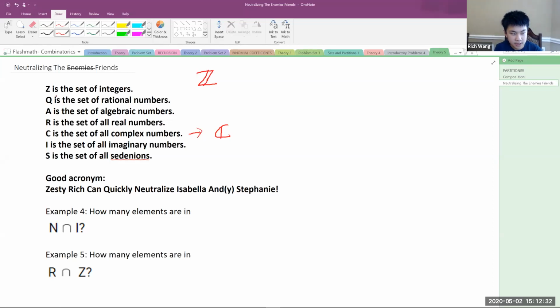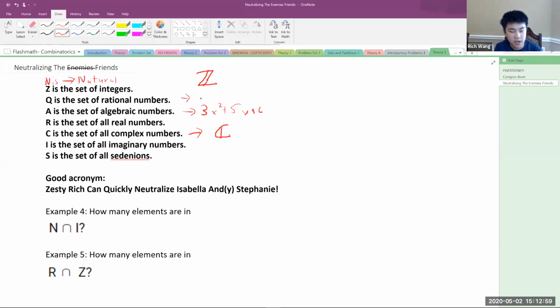Anyways, we're going to quickly list these out. Z is the set of all integers. Q is the set of all rational numbers. Oh, whoops, I think I deleted one, but N is the set of all natural numbers. Q is the set of all rational numbers. A is the set of all algebraic numbers. Algebraic numbers are related to polynomials, for example, 3x squared plus 5x plus 6.